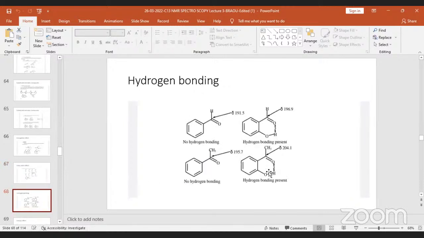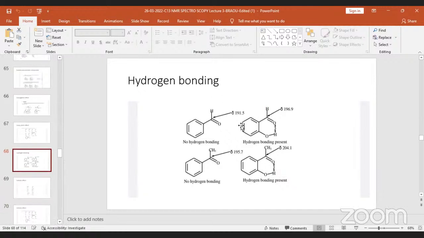Okay, and next, hydrogen bonding. I told you hydrogen bonding decreases the electron density around carbon, so it shifts the chemical shift to downfield. See, normal benzaldehyde 191.5 and ortho-hydroxybenzaldehyde: because of the decreased electron density due to intramolecular hydrogen bonding, a downfield shift is observed. So the chemical shift is at higher frequency. Downfield shift means higher frequency. Upfield shift means lower frequency.